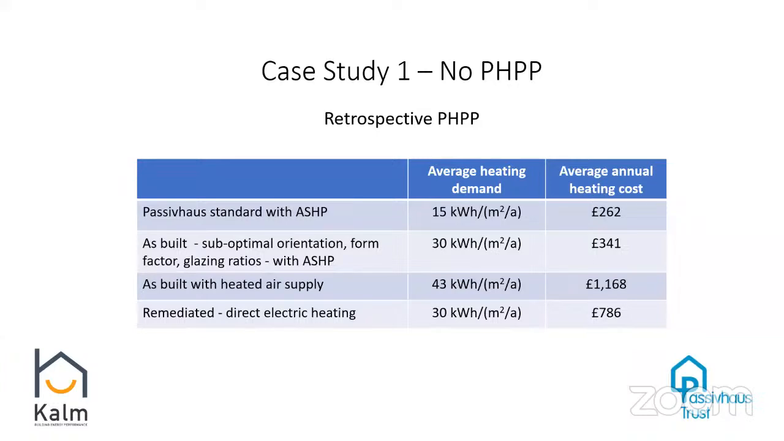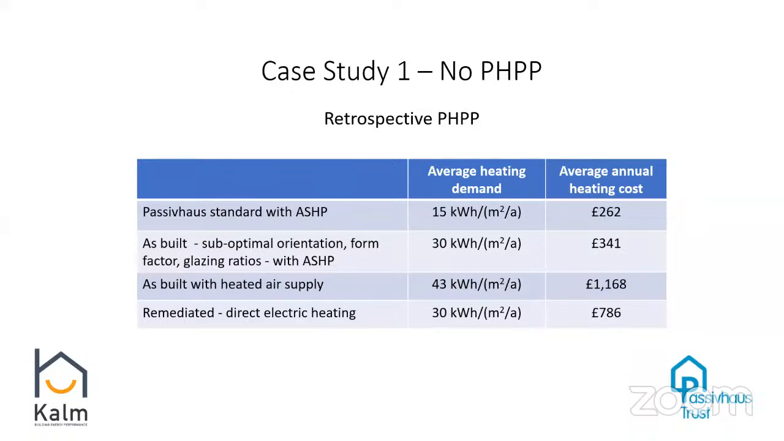And then using the supply air and heater batteries for heating pushed it right up to 43 kilowatt hours because of the excessive ventilation losses. That was putting tenant costs up at nearly £1,200 a year on average.